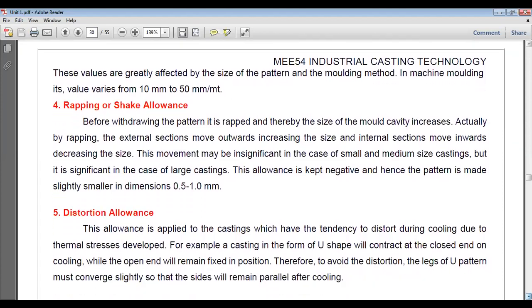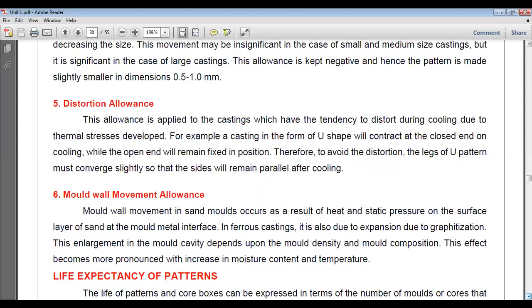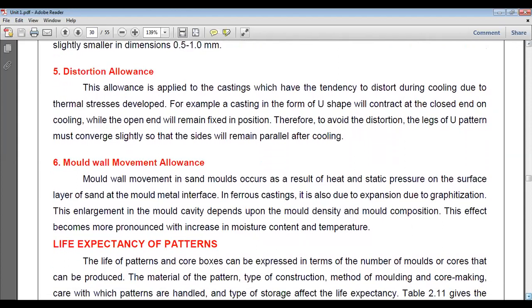Then distortion allowance is there. Then mold wall movement allowance. Mold wall movement in a sand mold occurs as a result of heat and static pressure on the surface layer of the sand at the mold metal surface. In ferrous castings, it is due to expansion due to graphitization. This enlargement of the mold cavity depends upon the mold density and mold composition. This effect becomes more pronounced with an increase in moisture content and temperature.